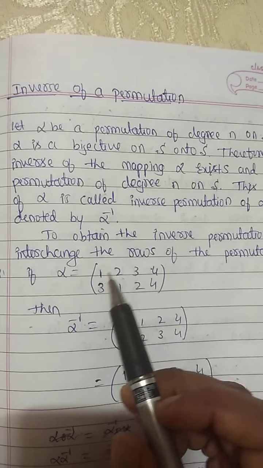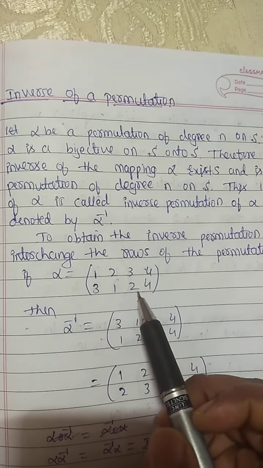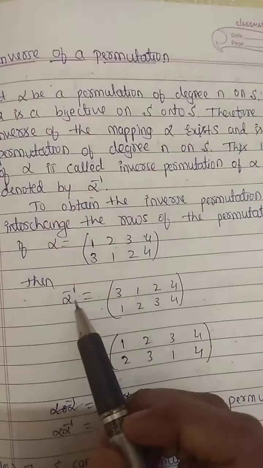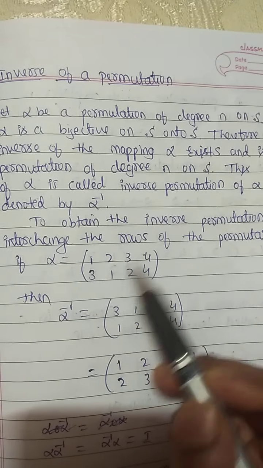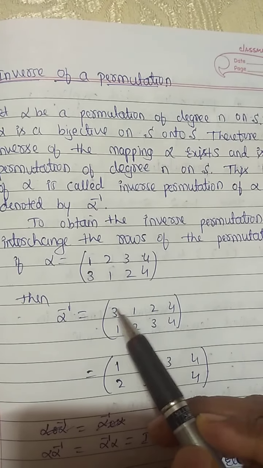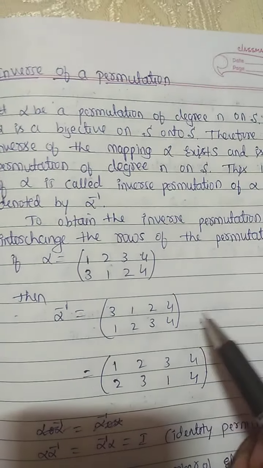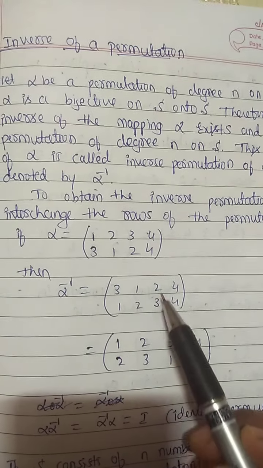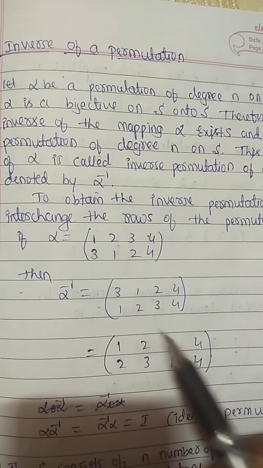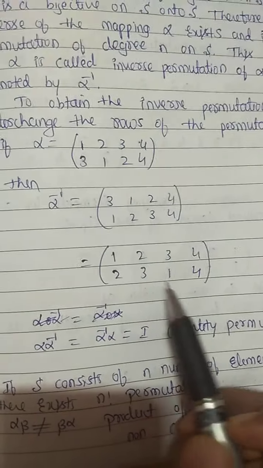If alpha equals 1, 2, 3, 4 over 3, 1, 2, 4, that is, 1 is mapped to 3, 2 is mapped to 1, 3 is mapped to 2, 4 is mapped to 4, then alpha inverse: first, we interchange these two rows. First write 3, 1, 2, 4. The first row becomes the second row: 1, 2, 3, 4 below. Next, 1 is mapped to 2, 2 is mapped to 3, 3 is mapped to 1, 4 is mapped to 4. Okay, this is alpha inverse.